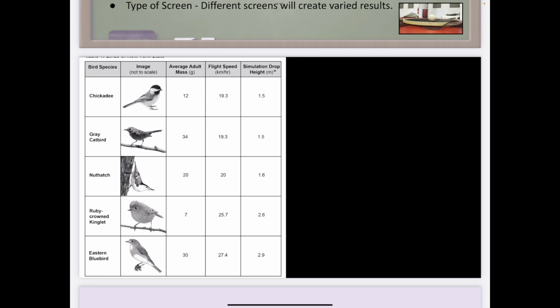So the next bird that we're going to try is the gray catbird, right underneath the chickadee. And right off the bat, you're able to see that the gray catbird is a bigger bird by a significant margin. It's almost 3 times as heavy as the chickadee. It is a big bird, but what we'll notice is that its flight speed is the same as the chickadee. So it's a heavier bird, but it flies just as fast.